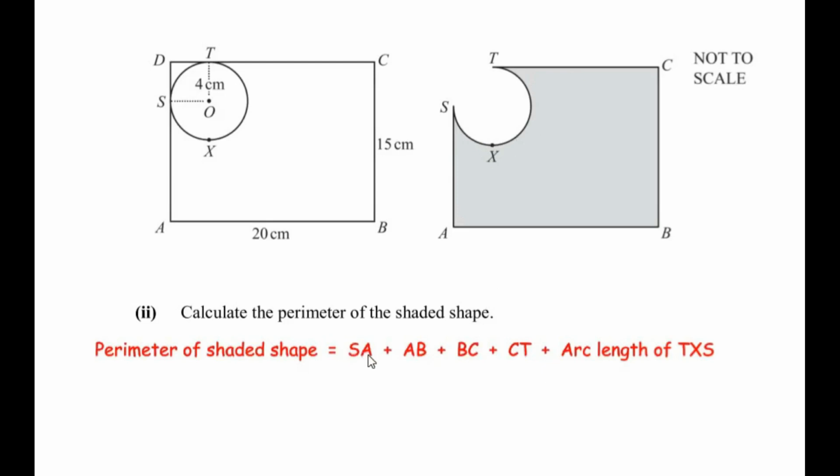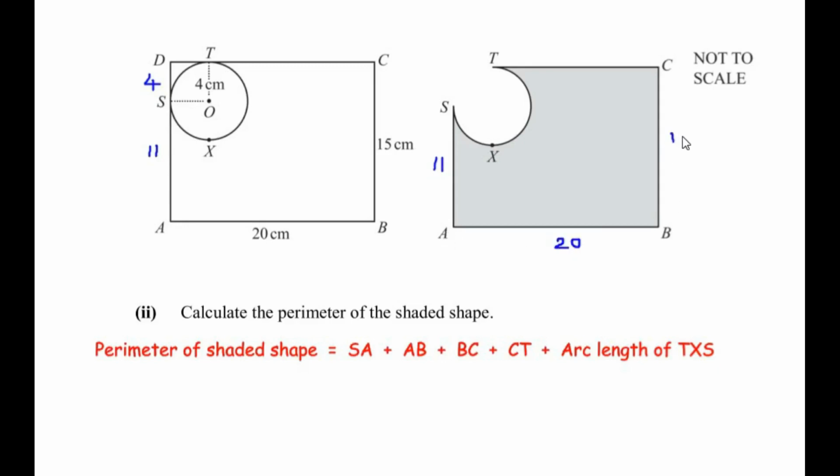Now let us find out what is the length of SA. Now here in the previous part of this question, we had found that the value of SD was 4 cm and the value of BC is given as 15. So AD is also 15 cm since this is a rectangle, out of which 4 is being assigned to the side DS. So the remaining part SA becomes 15 minus 4, which is 11. So we can write here SA is 11. And AB is 20 as given in the diagram.